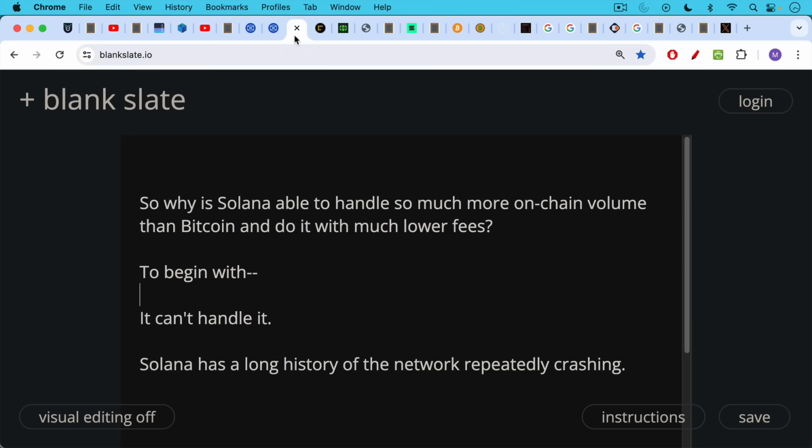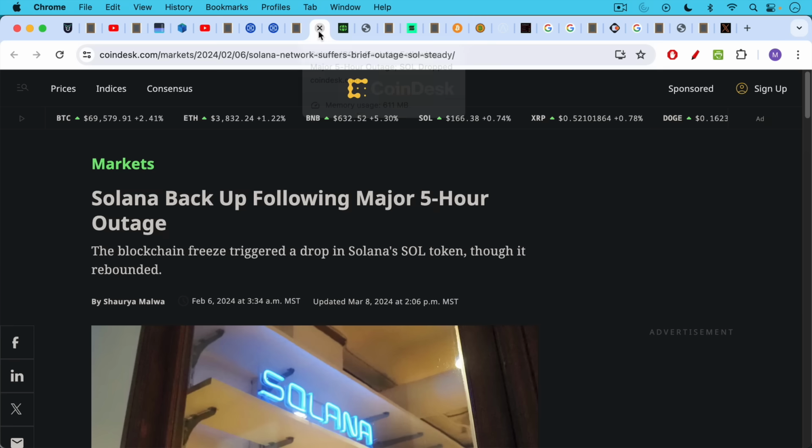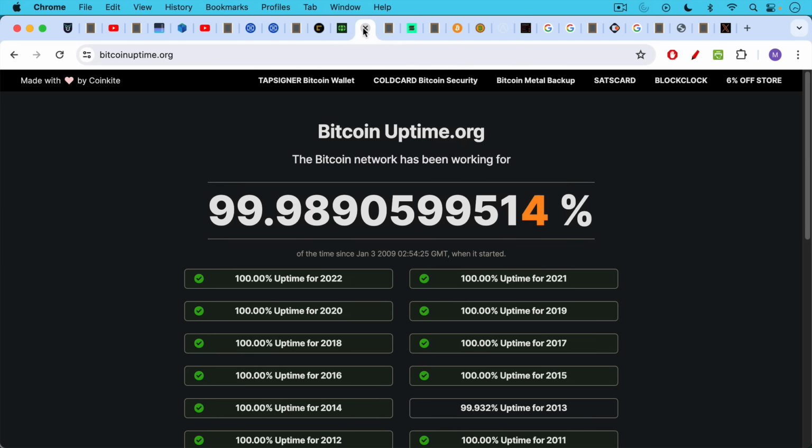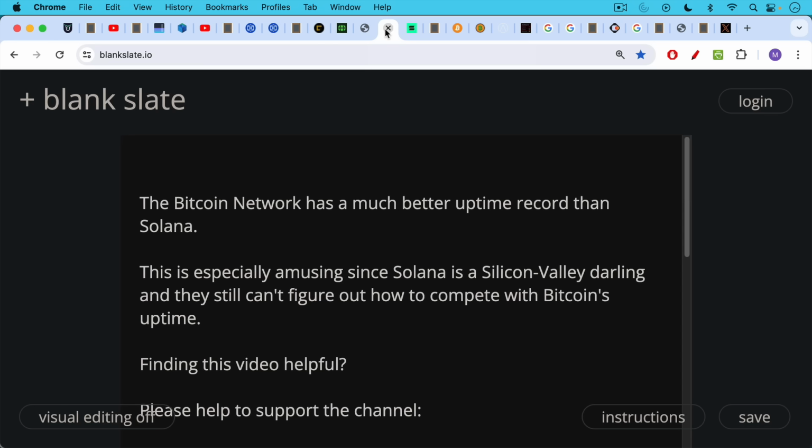So why is Solana able to handle so much more on-chain volume than Bitcoin and do it with much, much lower fees? Well, to begin with, it actually can't handle it. Solana has a long history of the network repeatedly crashing, most recently in February of this year. And if we take a look at this article, there have been network outages almost every 2 months. So this is a real problem for Solana. By contrast, Bitcoin has had 100% uptime since 2013. The Bitcoin network has a much better uptime record than Solana, obviously. And this is especially amusing since Solana is a Silicon Valley darling and they still can't figure out how to compete with Bitcoin's uptime.